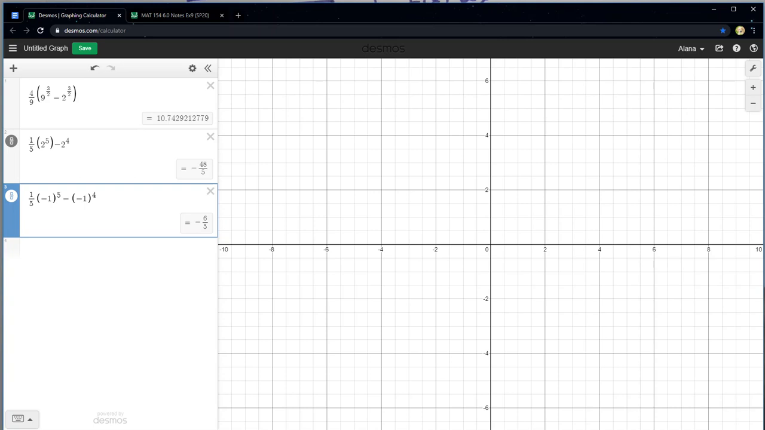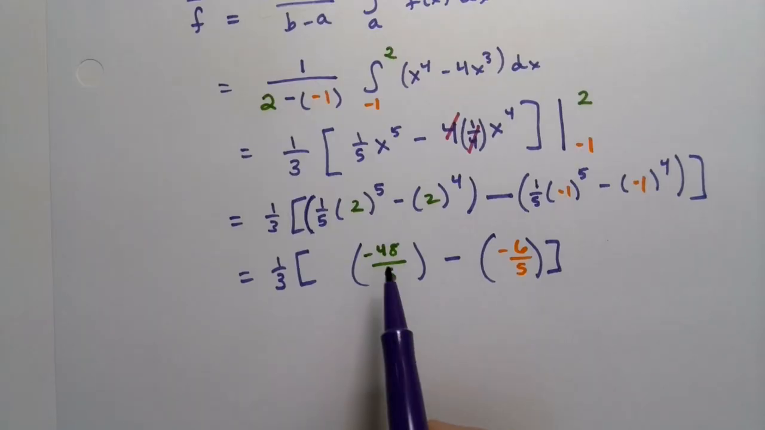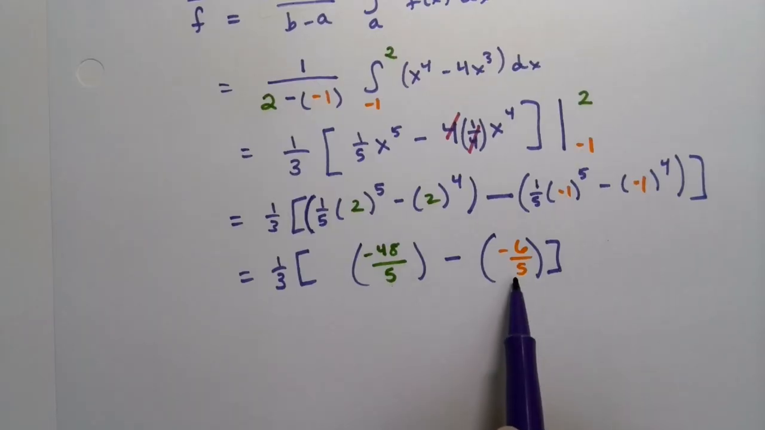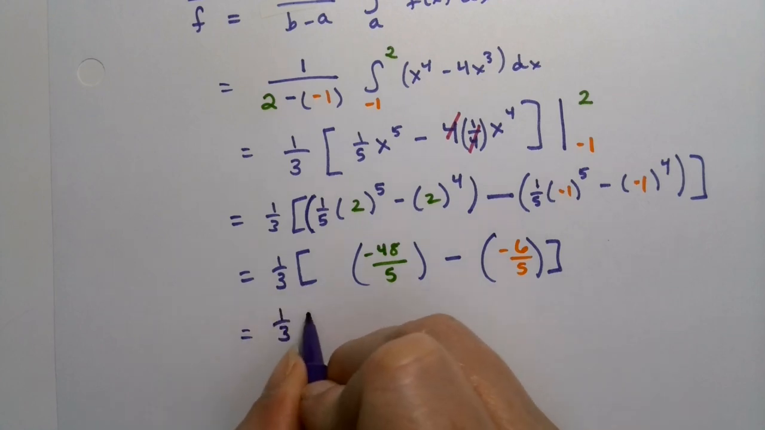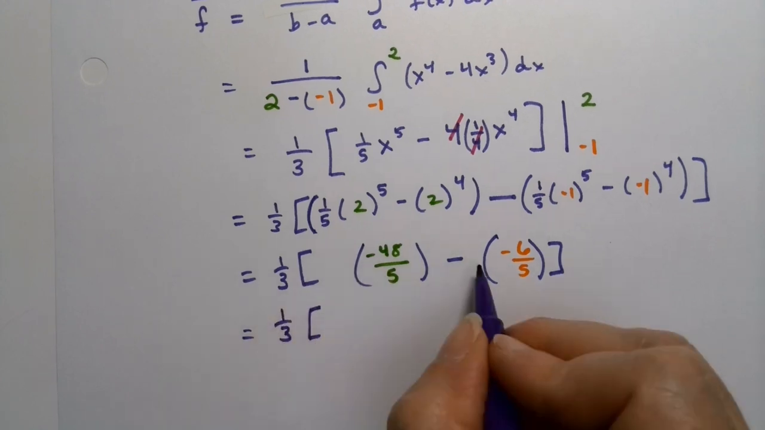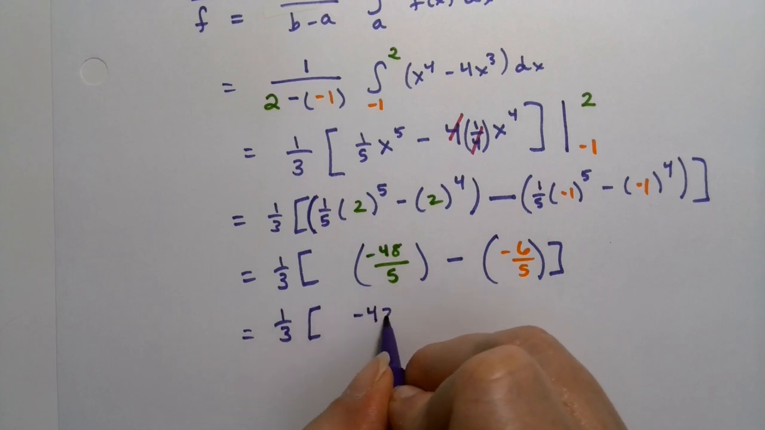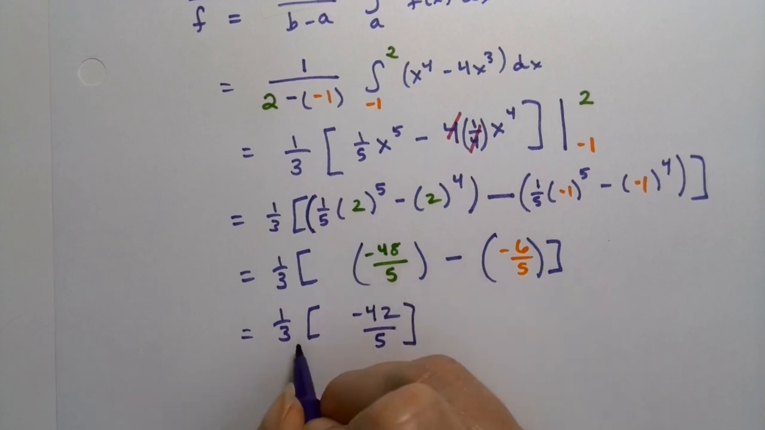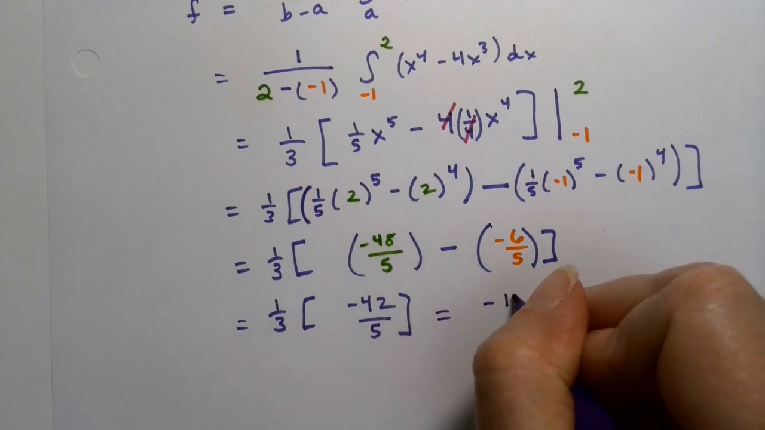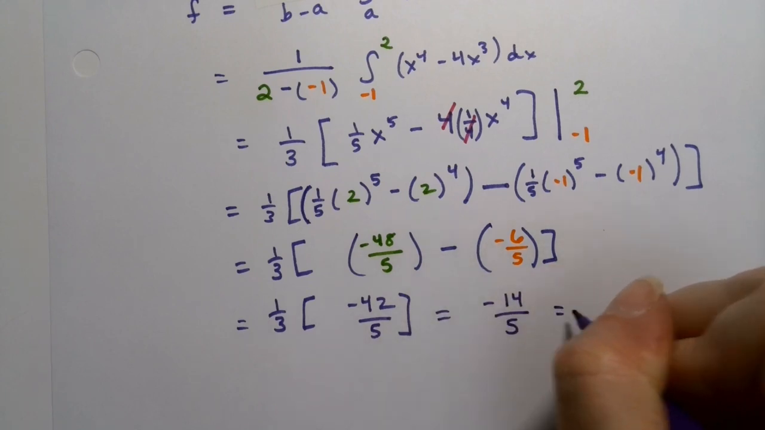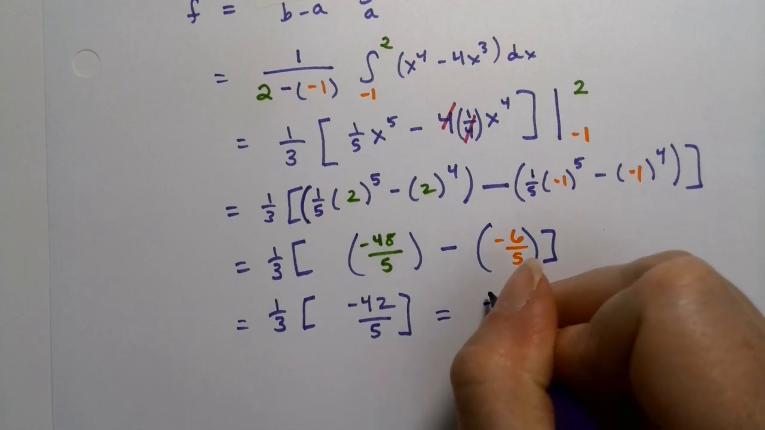Okay, so moving back to my paper so you can see it. I wrote the negative 48 fifths minus negative 6 fifths, which of course is plus 6 fifths. So this is 1/3 times negative 48 plus 6, which would be negative 42 fifths. 3 goes into 42 14 times. So this is negative 14 over 5, or if you like a decimal, then negative 2.8.